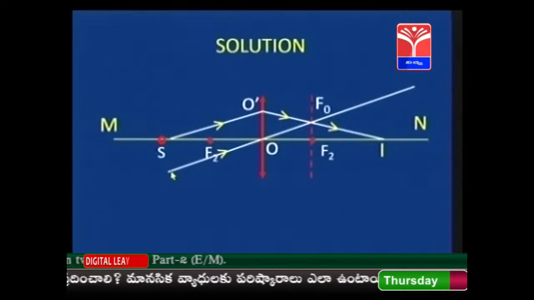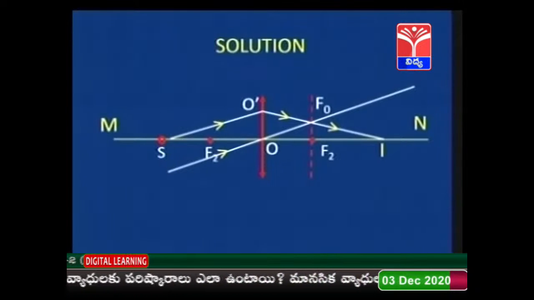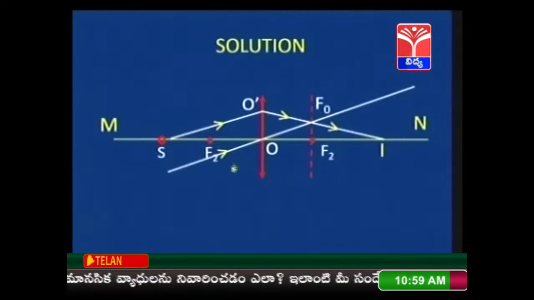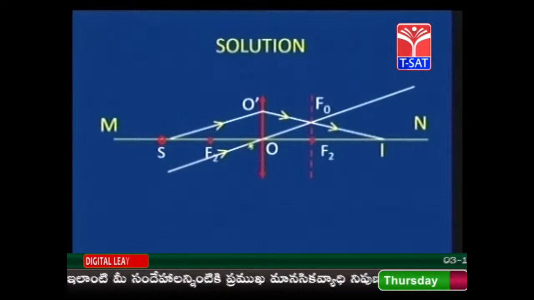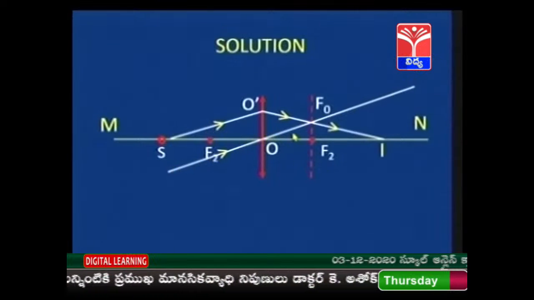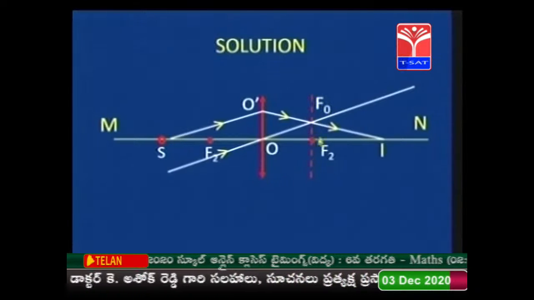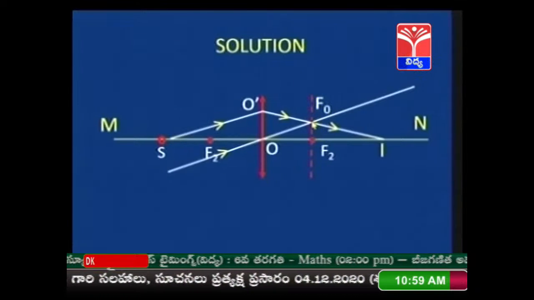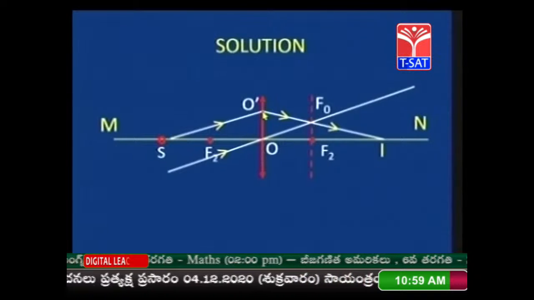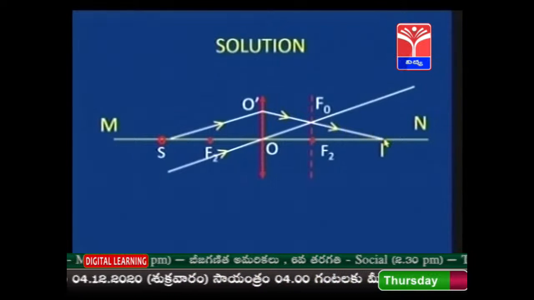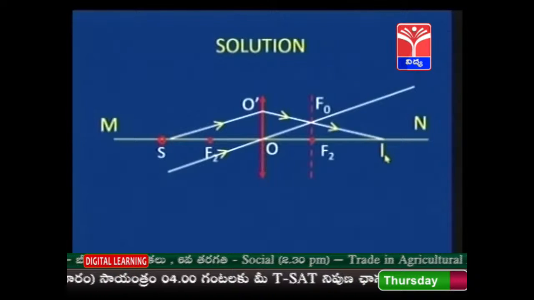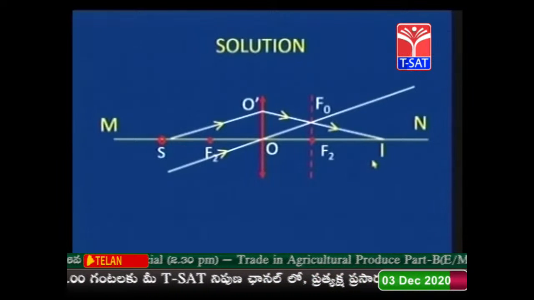So dear children, you can see this is the source of light, and draw any line from the point source, and draw another line which is parallel to this line and passing through O, and this line is going to meet the line passing through the focus at this point. So draw the line which joins O dash and this point. So this line is going to meet the image at this point.